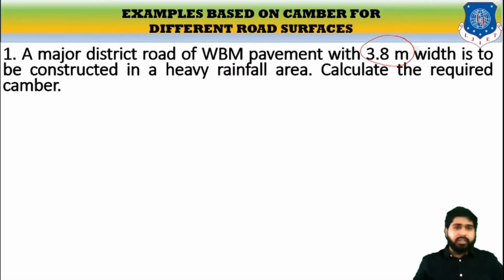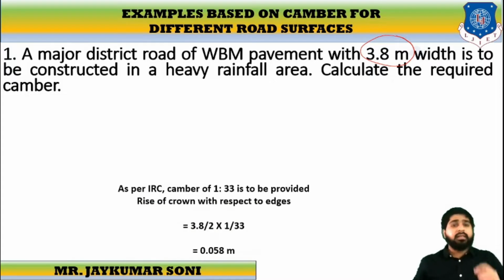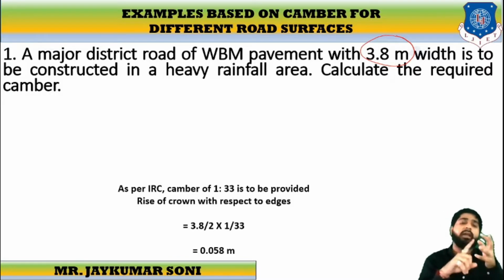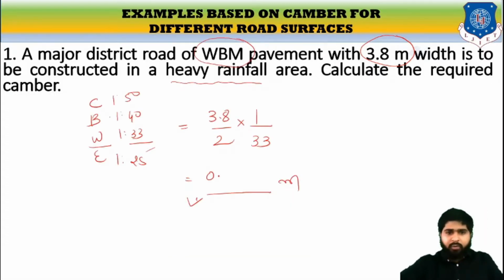Now, this is the example statement. A major district road of WBM pavement is given, 3.8 meter width, in a heavy rainfall region. So we know that it is CBWE. C stands for concrete, W stands for water bound macadam, B stands for bituminous, E stands for earth. As per the criteria, the calculation will be like this. So this will be 0.058 meter. This is how we can calculate the value of camber.